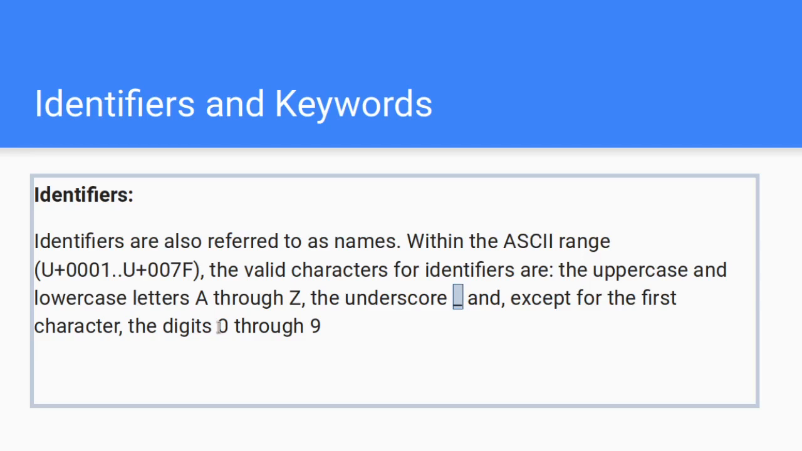So you can't start a variable with 0. You can't say 0x equals 9, 0x equals ABC, 0x equals a list. You can't have a variable that begins with a number. But you can say x0 equals anything.